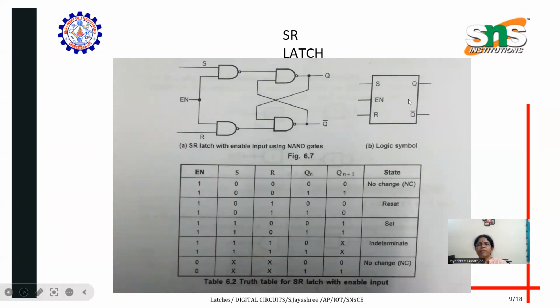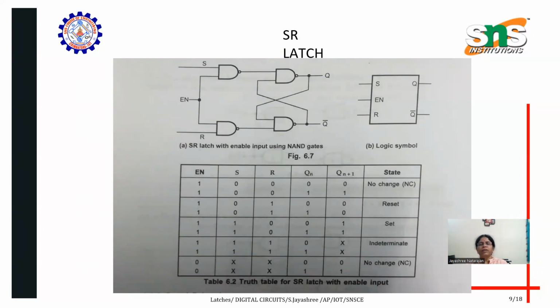On the right side, see the logic symbol of the SR latch. There is one enable symbol. Below, what you are seeing is the truth table of an SR latch. If we give enable, it gives output. When it is 0 0, there is no change. When it is 0 1 as input, it is the reset state. When it is 1 0, S is 1, it is the set state. When both inputs are 1 it is indeterminate, invalid, not used. That is the disadvantage of SR latches and SR flip-flops.